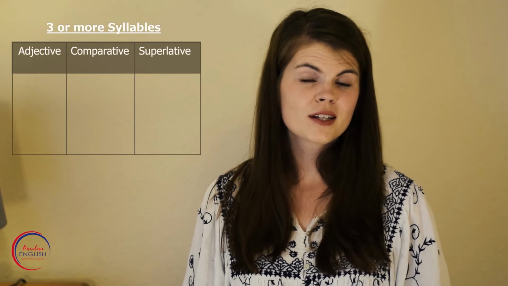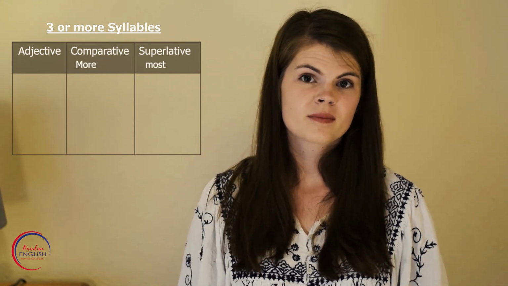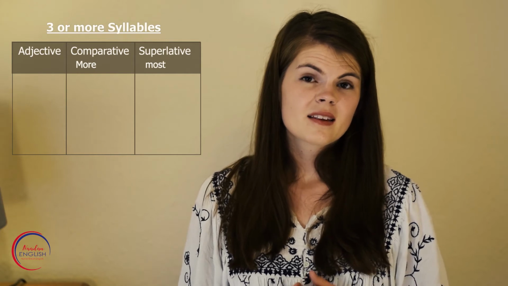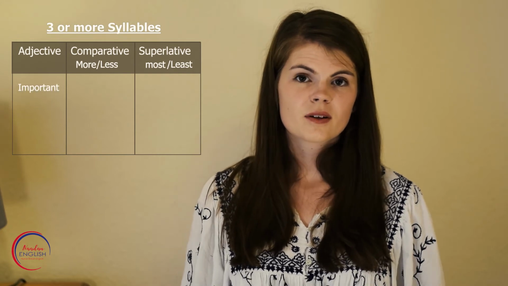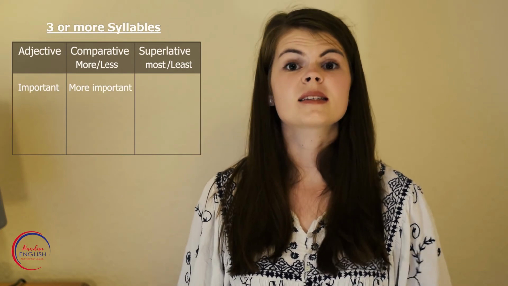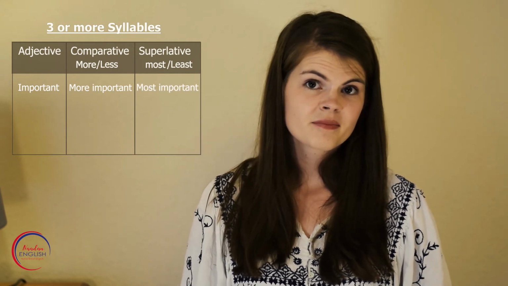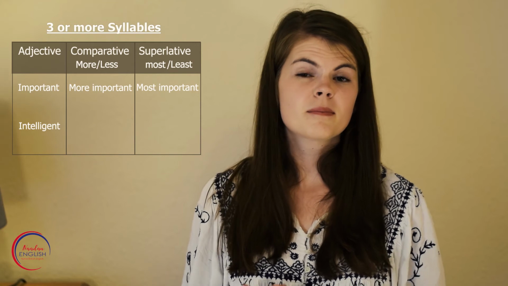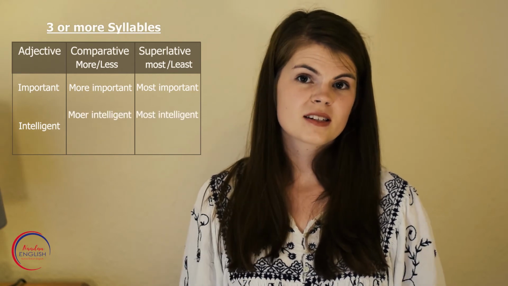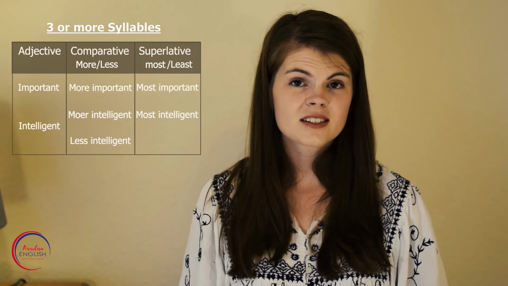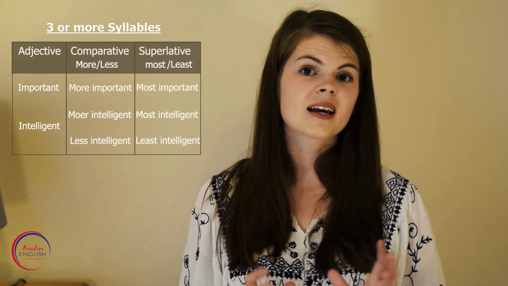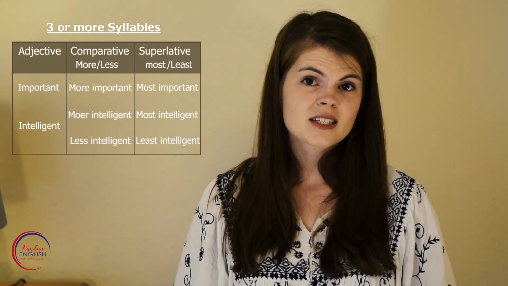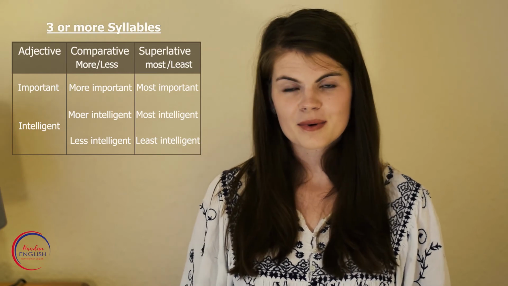For adjectives with 3 or more syllables, we only use more or most. Or you could say the least or less. So important, you can say more important, or is it most important? You can say intelligent, more intelligent, or most intelligent. Less intelligent, or least intelligent. So you won't add the er or est endings at all for adjectives with 3 or more syllables.